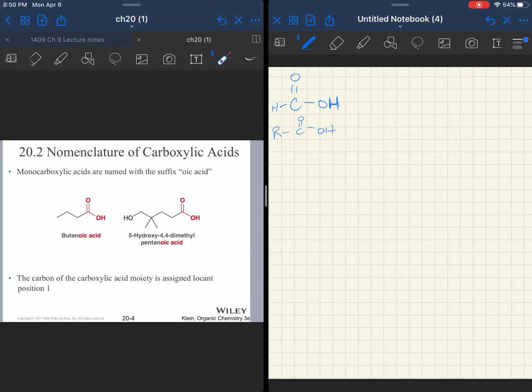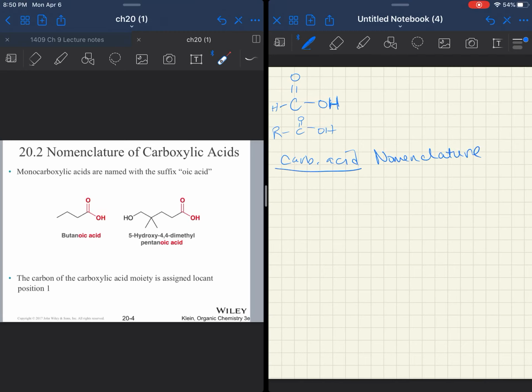Now, naming. You're going to have two sets of nomenclature in this chapter. One that's small, where we study carboxylic acids, and then in a few sections, a much larger one where we study all of the derivatives. So you are going to need to practice with your nomenclature.